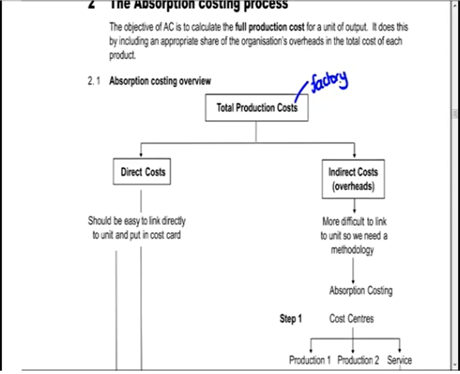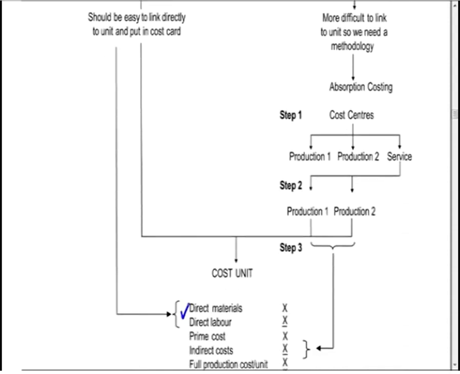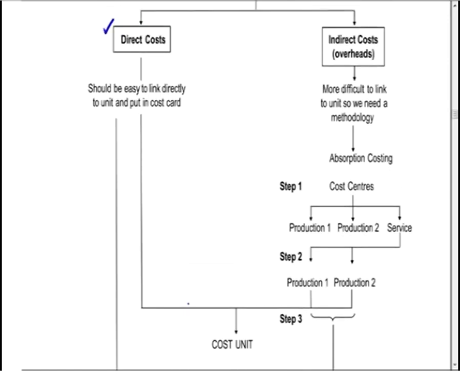So these are all of the costs associated with production. The first thing then is quite straightforward. We can take our direct costs and pop them into our cost card, because if we're making a table, we'd know how much wood we were going to be using. When it comes back to our indirect overhead, though, it's more difficult, and so we're going to use a 3-step methodology.